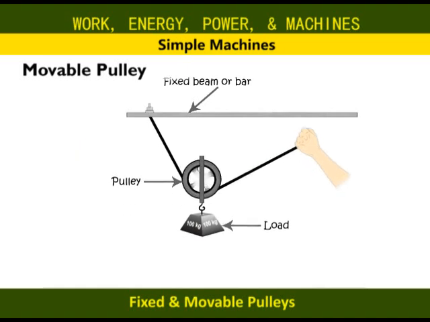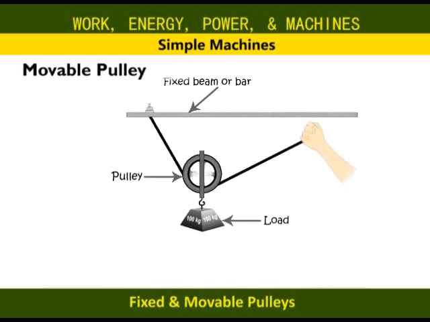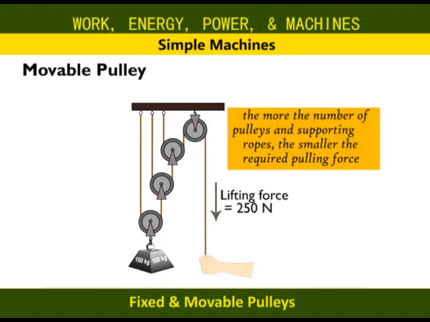The load moves in the direction of the applied force, and it takes less force to lift or move the object. And the more the number of pulleys and supporting ropes, the smaller the force that is required. So a movable pulley multiplies the force.